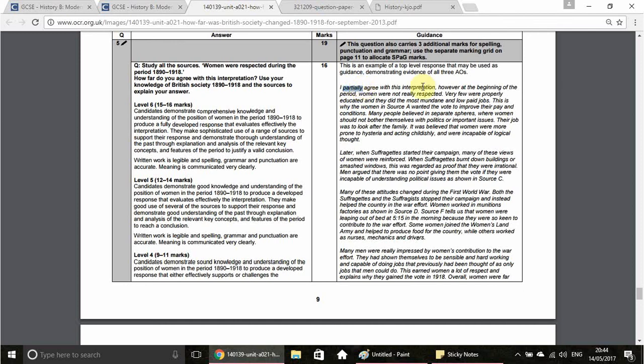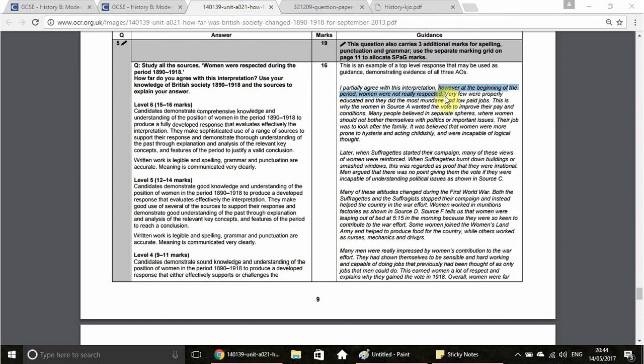And then it goes on to say, however, at the beginning of the period, women were not really respected. So they're going to show that actually it changes over time. And it's very likely that the question you get asked will mean that there has been some change over time. So you might say that at one point in the period, I disagree with the statement, but at another point in the period, I actually agree with it.